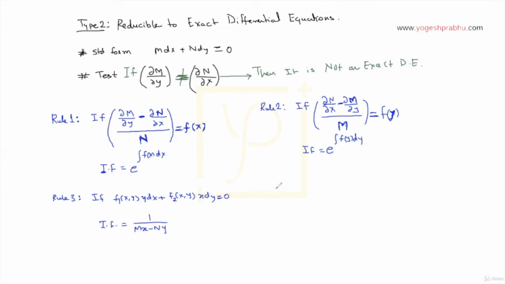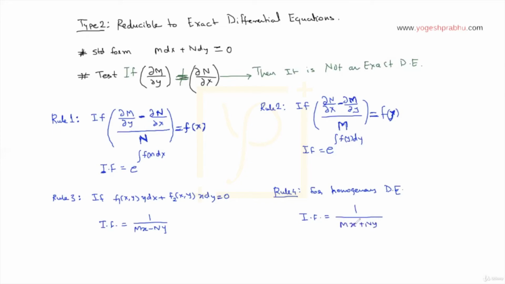Now next is rule 4. In rule 4, if we have a homogeneous differential equation, what I mean by that is, if the sum of the powers of each and every term is the same, we call it a homogeneous differential equation. In that case, we can find the integrating factor directly. The formula is 1 upon Mx plus Ny.